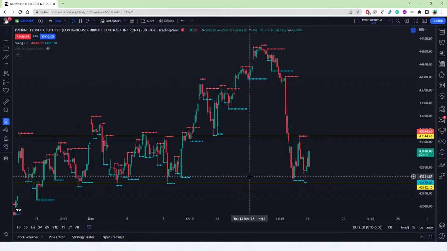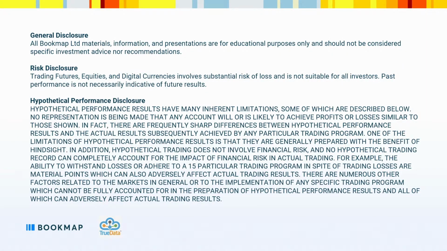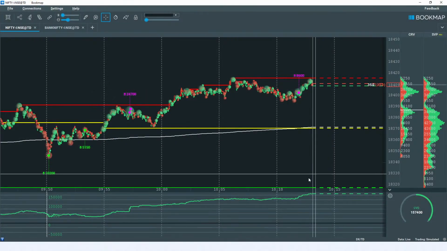We have completed 2 steps in our entire framework. I hope this is clear. If you have any particular questions, please make sure to note them, and when I ask a question, feel free to ask them in the comment section. Okay, so now let's look into the Bookmap chart and see what is happening in terms of that.